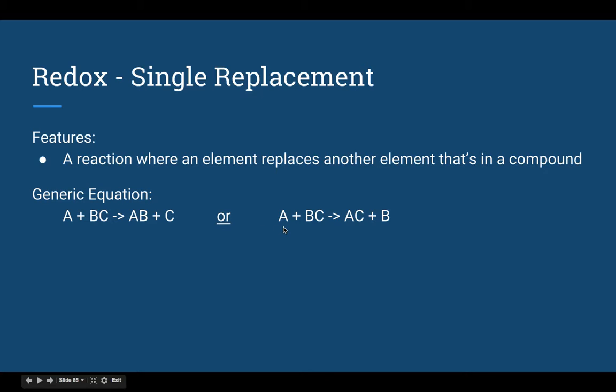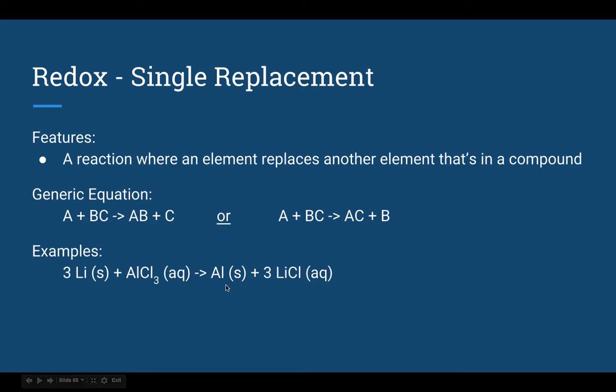Or we could have A replacing the cation. So this is actually more common, where we have A replacing B to form AC and leave B as an element on its own. So some examples here are lithium. Lithium is actually a very reactive metal and will replace other metals. So if I take lithium metal and I put it in a solution of aluminum chloride here, it'll replace the aluminum. I'll end up getting solid aluminum coming out of the solution, and we'll be left with lithium chloride instead.